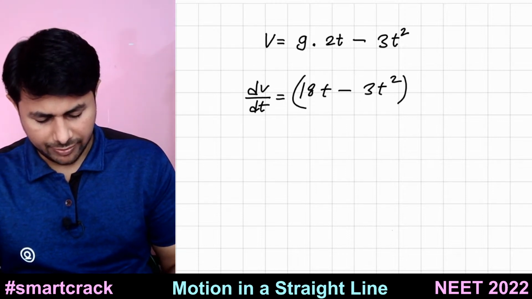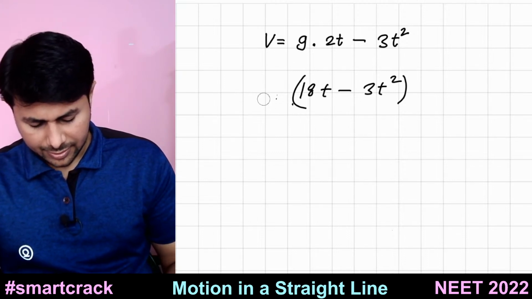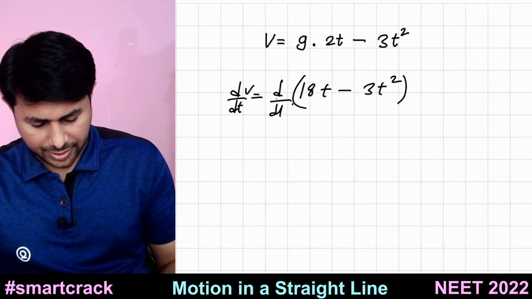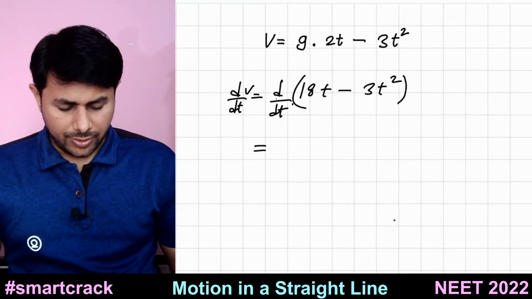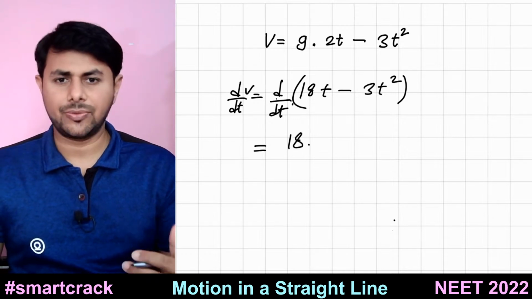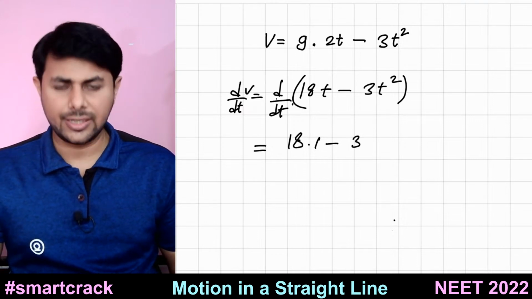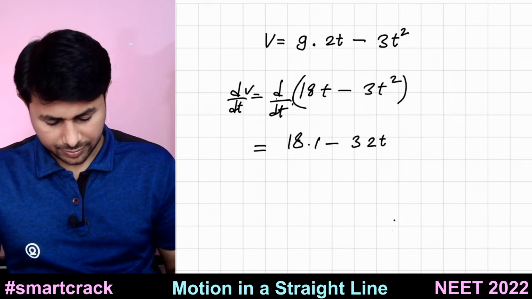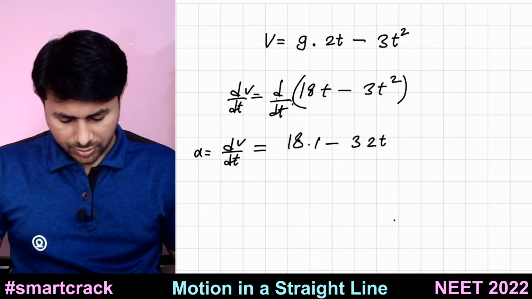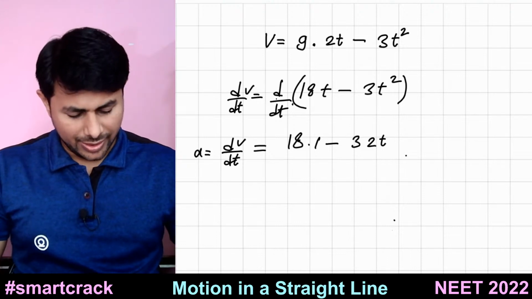Okay, and I want to take the derivative of this. I will explain why I am doing this. Okay, just one second. d by dt of v is d by dt of this thing. You can take 18 outside, so you will get 18 times the derivative of t with respect to t, which is 1, minus, here 3 you can take outside, the derivative of t square is 2 times t. Okay, so it is dv by dt. Alright, that is acceleration.